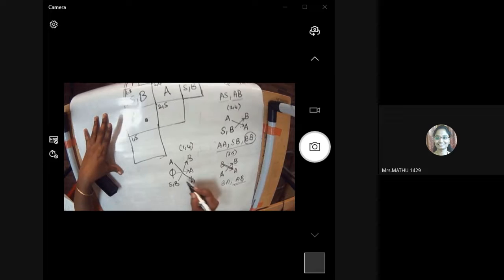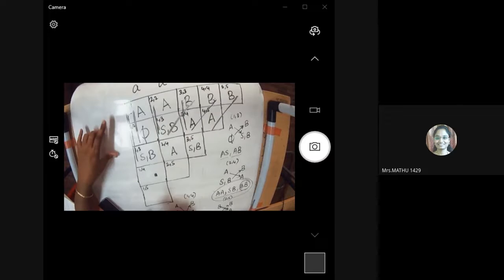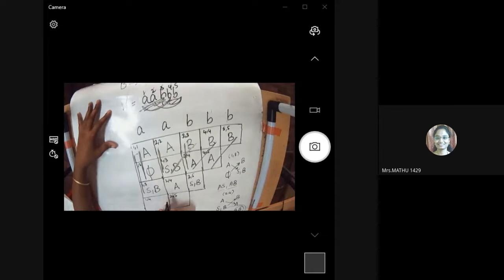Now you write down all the combinations. A, phi combined with A is again phi, and then S combined with B, SB, and then BB. Similar to what we got here, AA is not available, SB is not available, BB is there. BB is generated by A. So this cell will get the variable A.